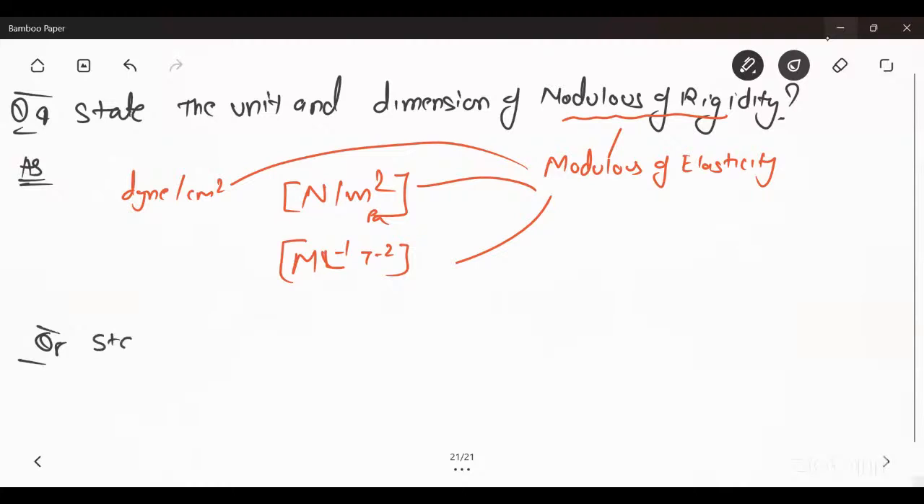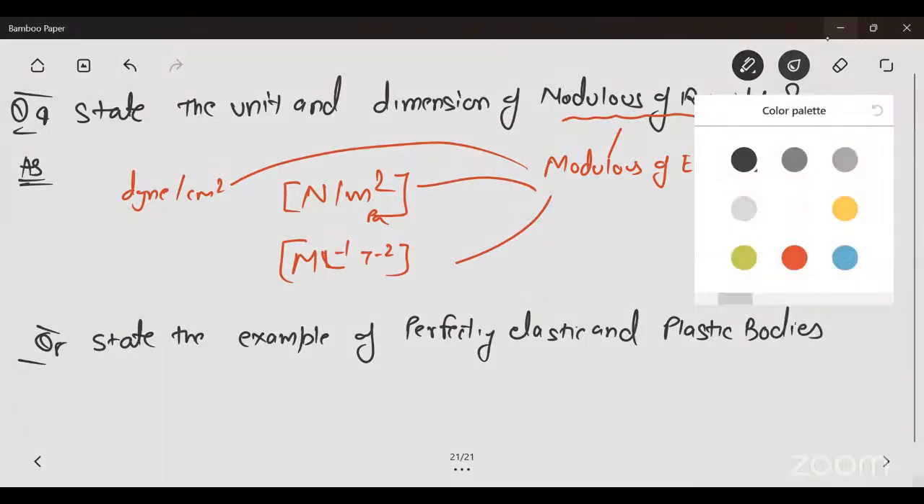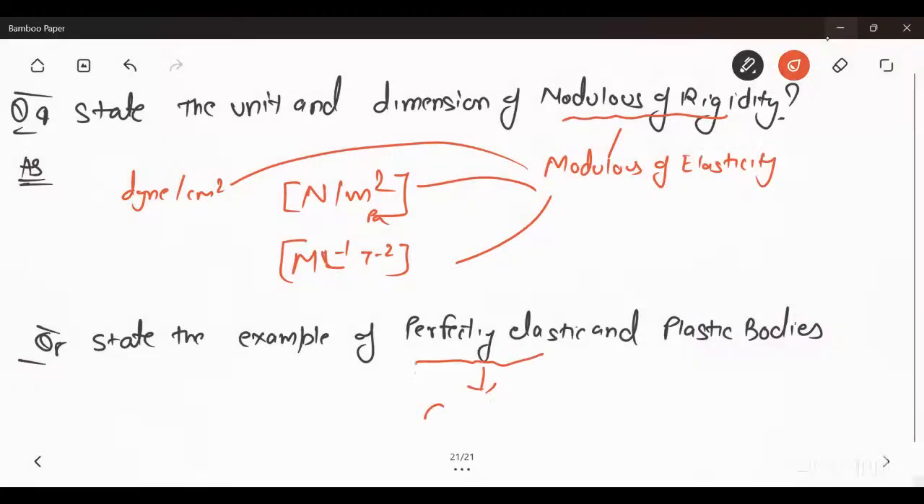Now the last very short answer type question is: state the example of a perfectly elastic and a plastic body. Perfectly elastic and perfectly plastic body. The example of a perfectly elastic body is quartz fiber, and the examples of plastic bodies are clay, dough, etc.